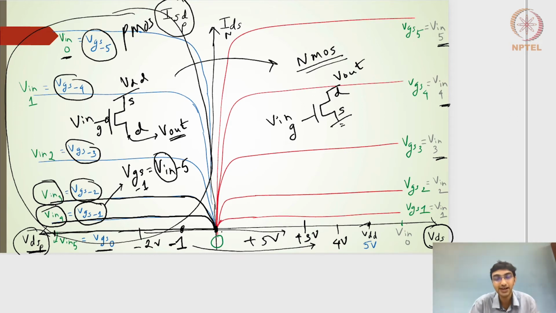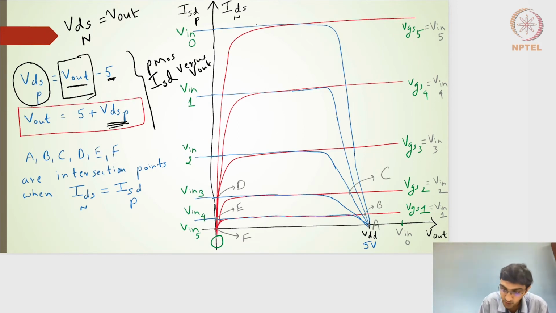So the whole IV characteristics of the PMOS will get shifted by 5 volts towards the positive x-axis. So what we have now is this blue line getting shifted. Earlier we had it in the second coordinate system. Now it is in the first coordinate system, because I have made the PMOS current profile with respect to the V out.